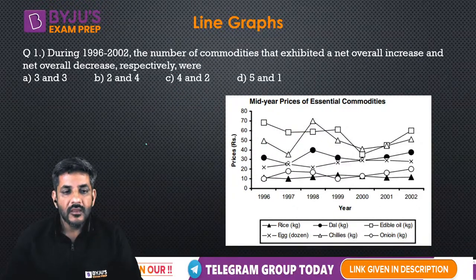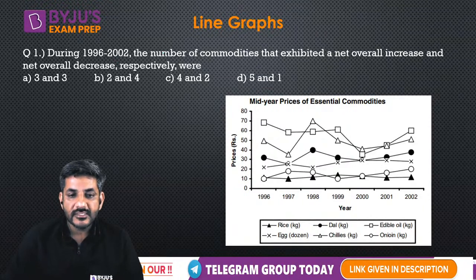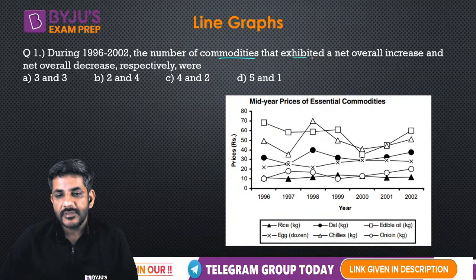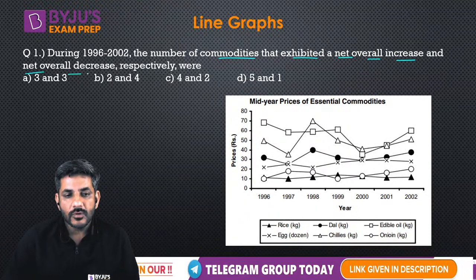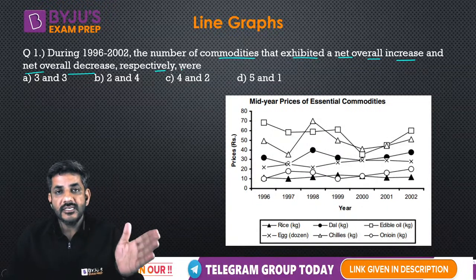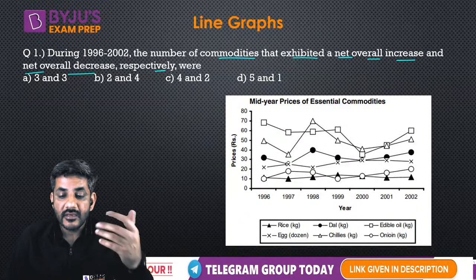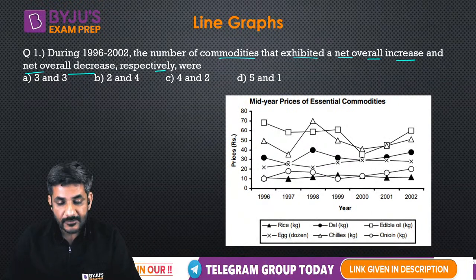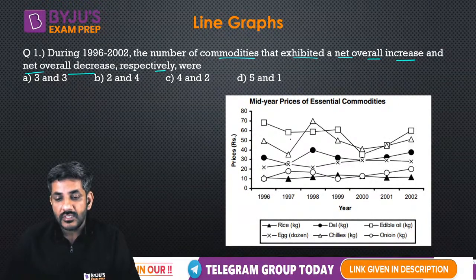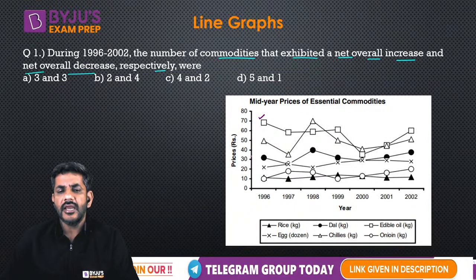First question. During 1996 to 2002, that is among all the years, the number of commodities that exhibited a net overall increase and net overall decrease respectively. Net means from the first year to the last year. How many of them have shown an increase? How many of them have shown a decrease? So let us say if I talk about this first, what is this representing? It is representing edible oil.